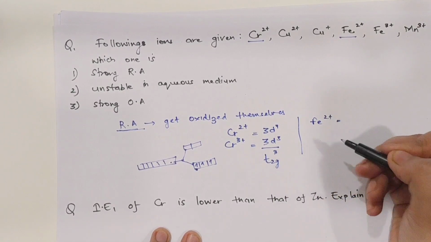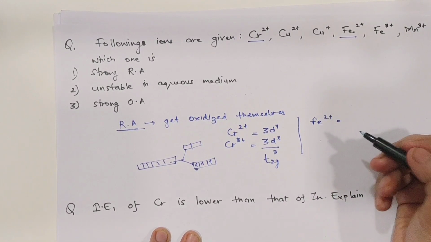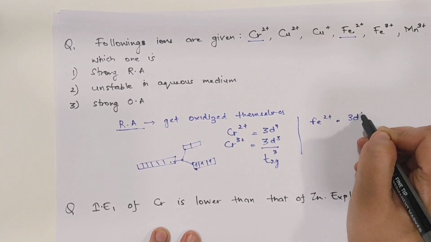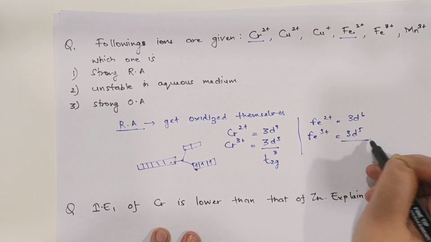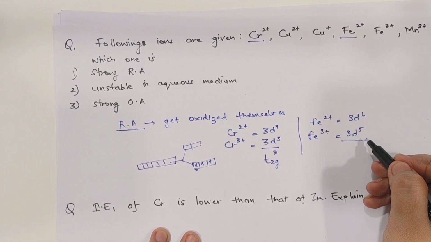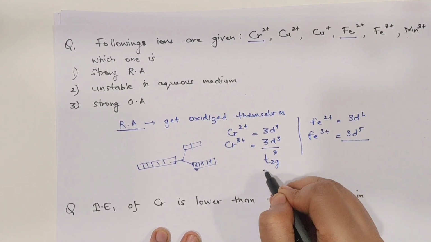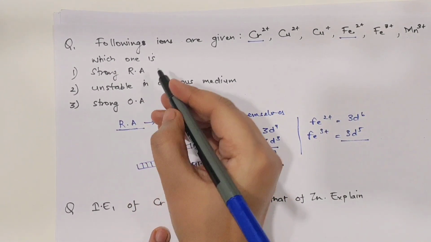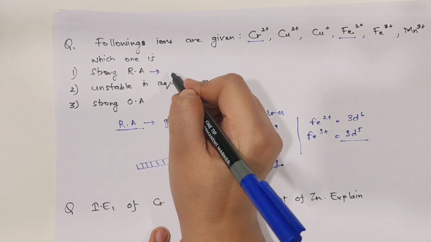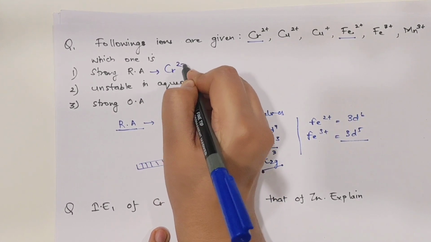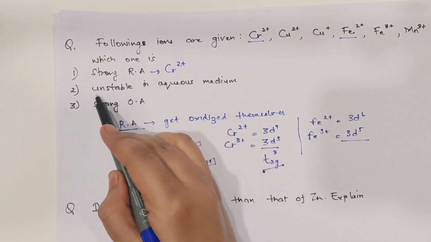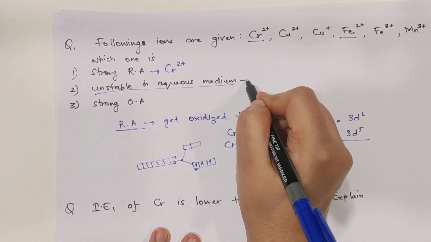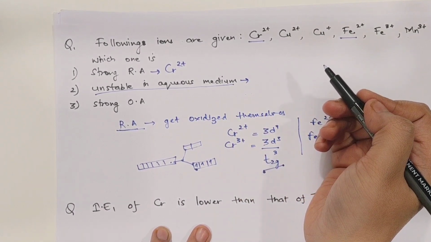Iron 2+. Iron normally is 3d6 4s2. So 2+ would be 3d6. 3+ would be 3d5. This is also stable situation, but no more stable than this. This is more stable situation. Okay, so strong reducing agent, which is very eager to get oxidized itself, is chromium 2+. Unstable in aqueous medium. Now, this you must remember, it's a very commonly asked question in boards.